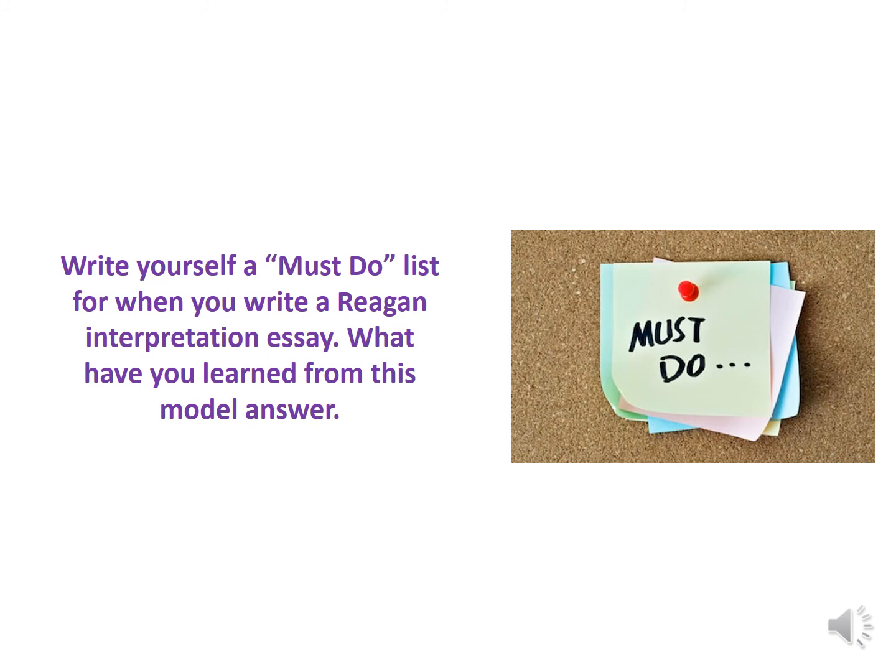and then you're going to finish this lesson and you're going to write yourself a must-do list. You might want to stick it on your notice board or above your laptop. A must-do list for when you write a Reagan interpretation essay. What is it that you have learned from this model answer? It could be 2 things, 3 things, 5 things. What are you going to incorporate into your own writing? What are you going to borrow from this student?